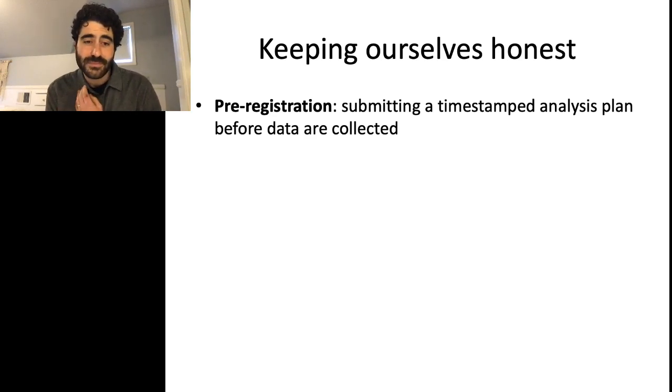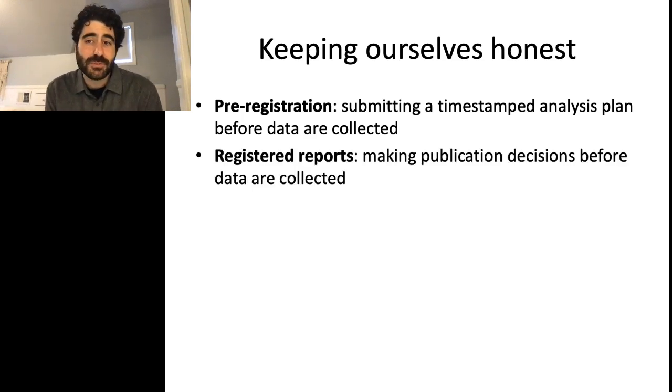There's also a more extreme version of this, which is called a registered report. Normally the publication process is that people design an experiment, they maybe pre-register their design, they collect their data, they do some analyses, they write up the paper, and then they submit this paper for publication to a journal. And the journal contacts reviewers who go through the paper and decide if they want to publish it in their journal or not.